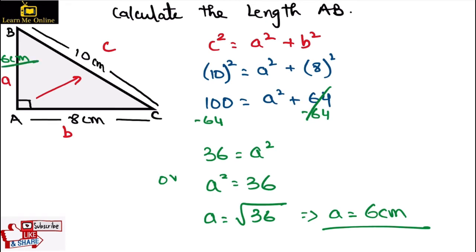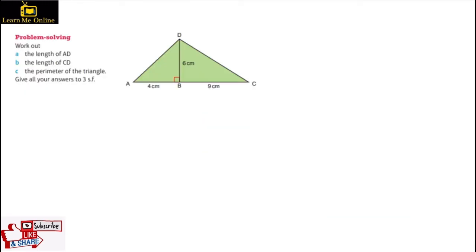Now we'll be doing the last example on this, which is a problem solving question. Here we have got parts a, b and c, and we're going to do each of them step by step. The first one is to find the length of AD. I see that AD is making a right angle triangle. This is a right angle triangle over here. I'm going to draw the triangle on the side to make it easier for you to see. So this is A, this is D, and this is B.